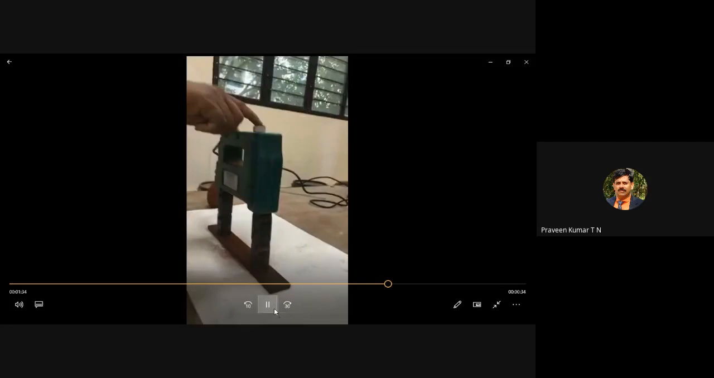So after the yoke is placed, you press it 1, 2, 3 times. Now, this is a yoke type magnetic particle tester. It is mainly used for magnetizing the specimen. After putting the powder, then you have to go for magnetizing. For that magnetizing, this arrangement, the yoke type magnetic particle tester, is used.